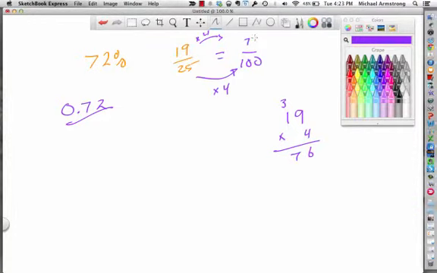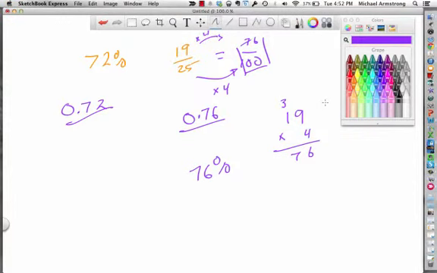76. So 19/25ths is the same as 76 hundredths, and since we're changing to a decimal, that is 76 hundredths. Just looks like that. Or if we went to a percentage, once we get it to 100, it works out really well.